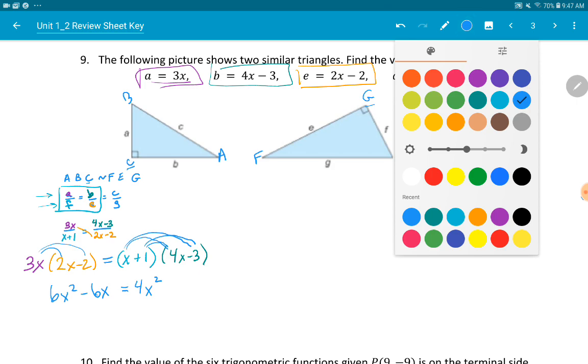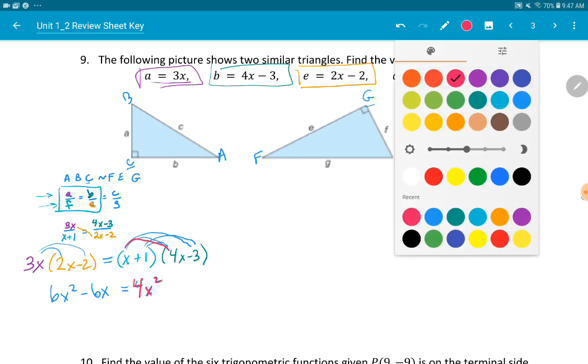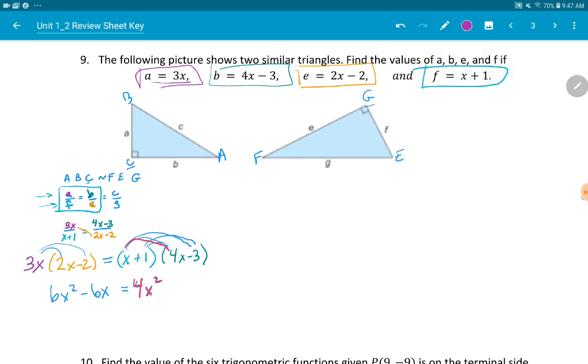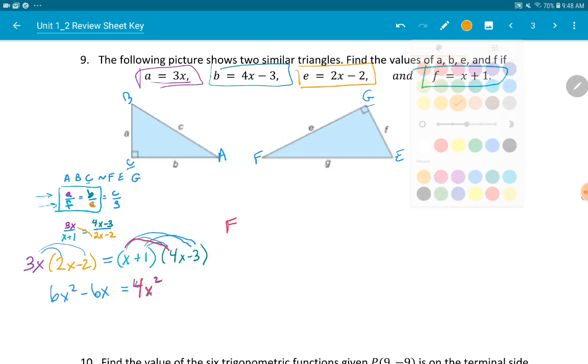Here, let me actually use some colors here. So the 4x squared is the first, so that's the 4 times the 4x. And then number 1, so that's the F of FOIL. And then outside, let's do orange. The outside's the x times the negative 3. So that's going to be minus 3x.